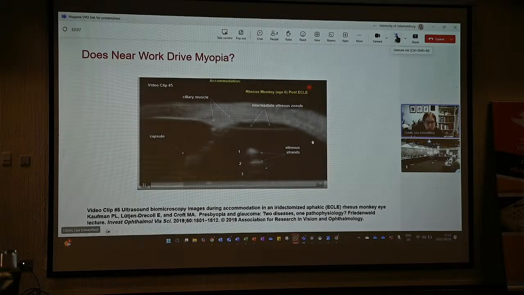So as we're accommodating all day, as children are accommodating on their near work, this is what's happening in their eye. And I think it's putting quite a bit of tension and force on the posterior eye that could certainly lead to this choroidal thinning and ultimately a cue for axial elongation.